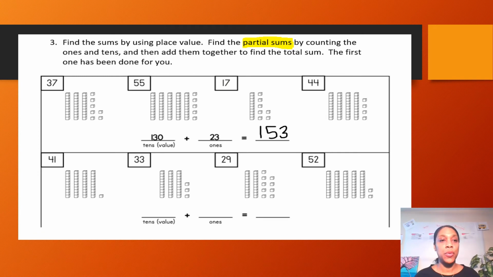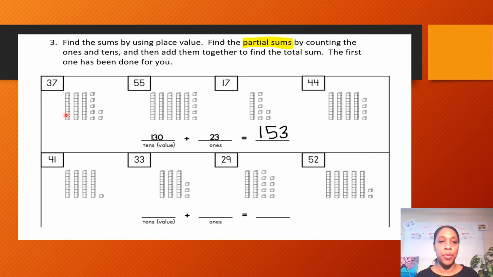All right, let's move to the next problem. So let's look at the directions. Find the sum by using place value. Find the partial sum by counting the ones and tens, and then add them together to find the total sum. The first one has been done for you. Well, if I look here at my problem, we're going to walk through the example together first.